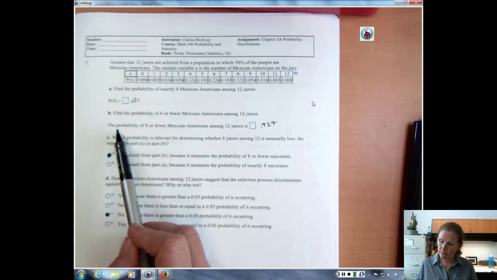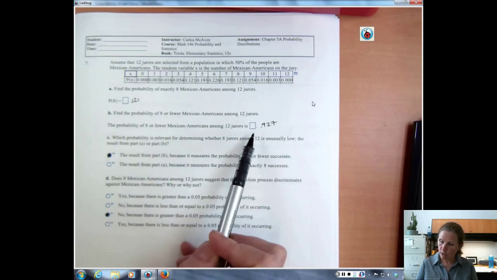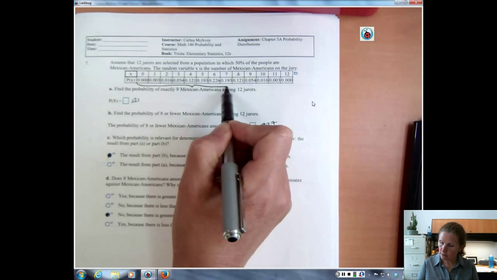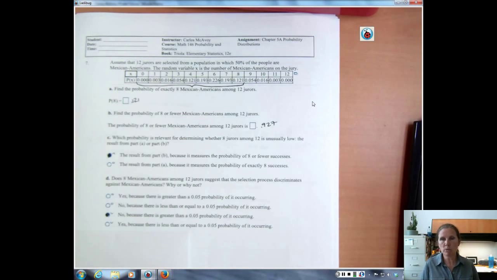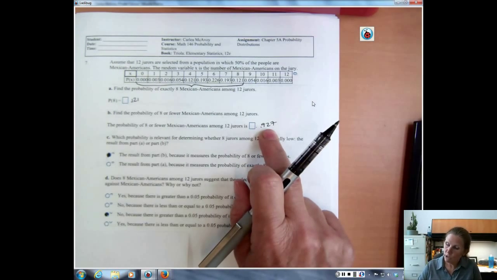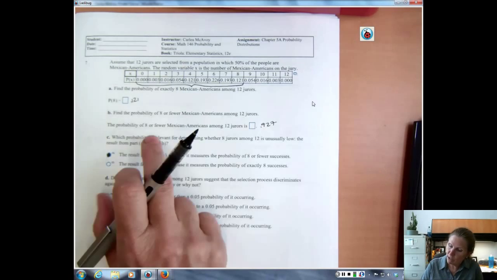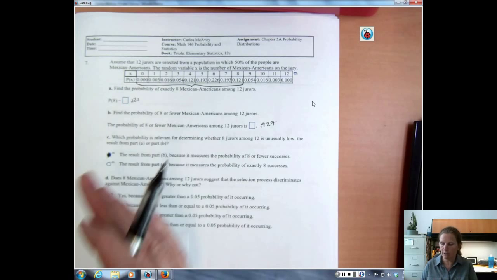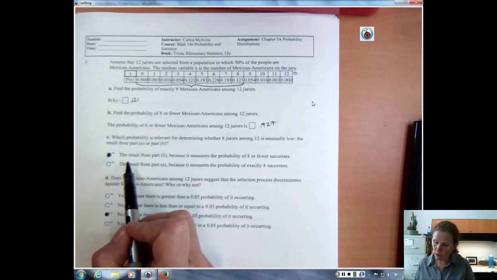The probability of 8 or fewer, well, 8 or fewer is all of these guys. Could be 0, could be all the way up to 8. And if you add up all those probabilities, you get 0.927. Which is the relevant one. The relevant one is not the one where you just look at one exact value. It's the one that you look at a combined value. So the relevant is the part B there.